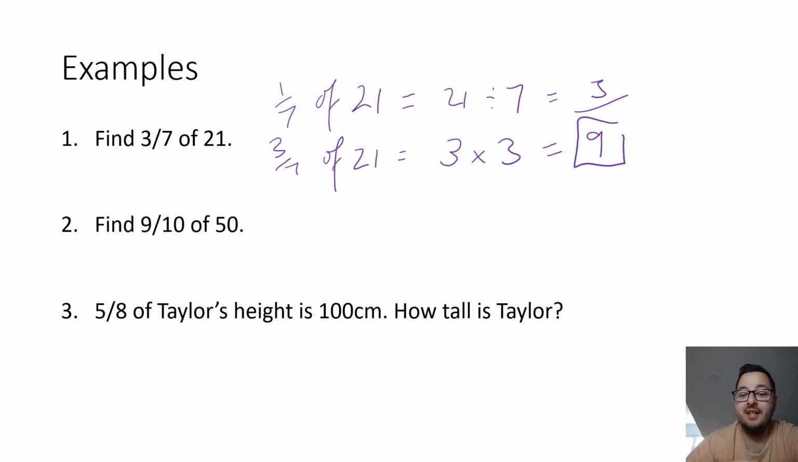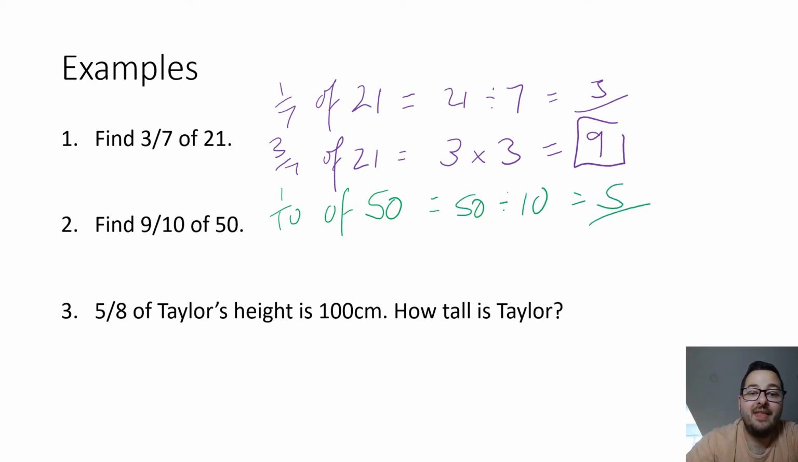And that's our answer. Let's do another one. We want to find 9/10 of 50. So first we find 1/10 of 50, which is 50 divided by 10, which is 5. And then to find 9/10 of 50, we just times that answer by 9. So 5 times 9, which is 45.